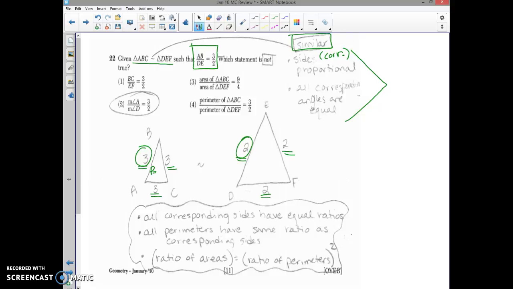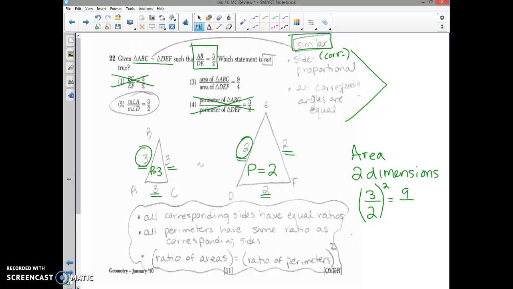Also, the perimeters, because perimeters are only one-dimensional, those also have the same ratio. So BC to EF has a 3 to 2, and the perimeters also have a 3 to 2. Please remember that area is two-dimensional, which means that in order to find the proportion of the area, 2 dimensions means you square it, and you get 9/4. Angles are not unequal, so that one does not work.